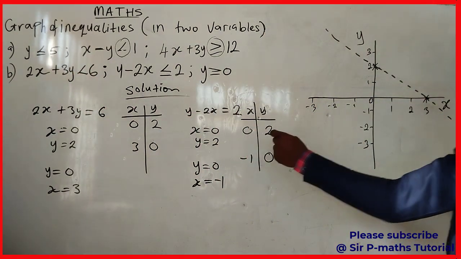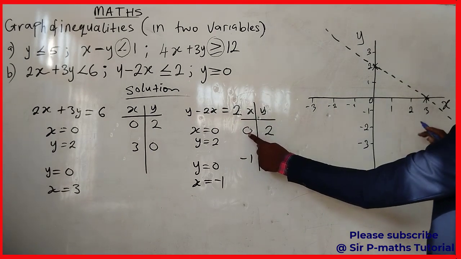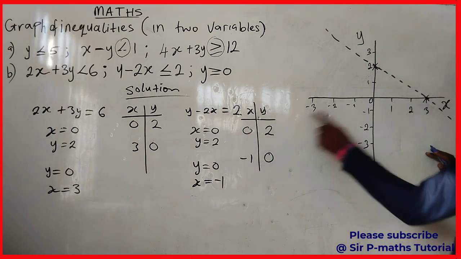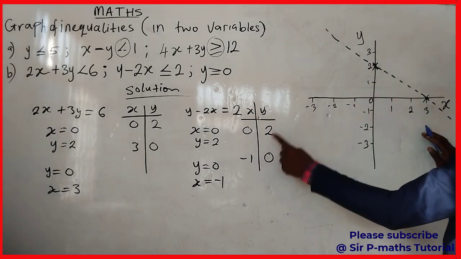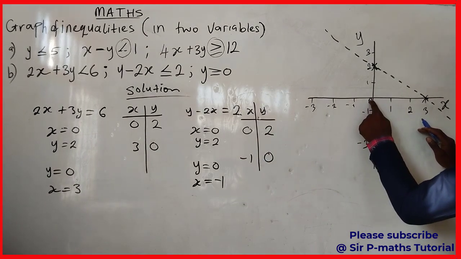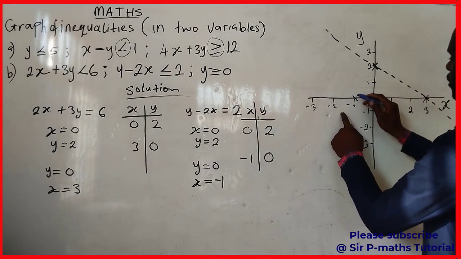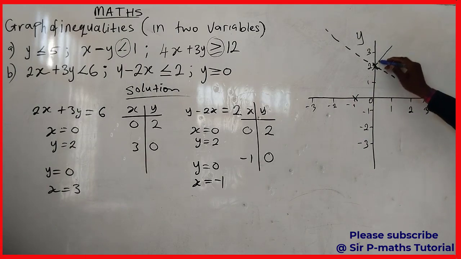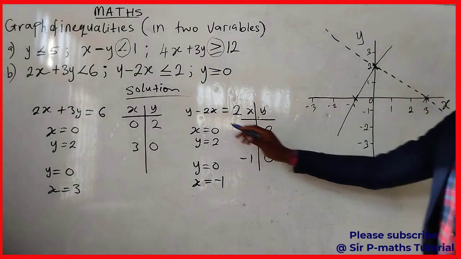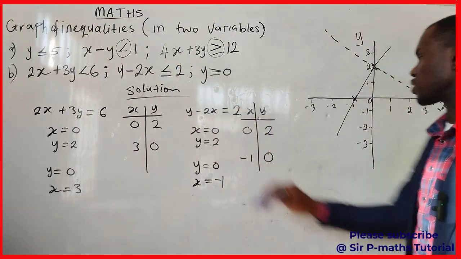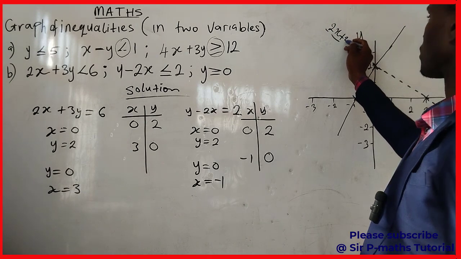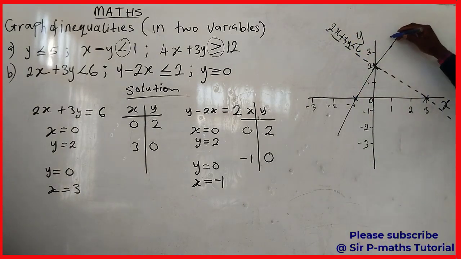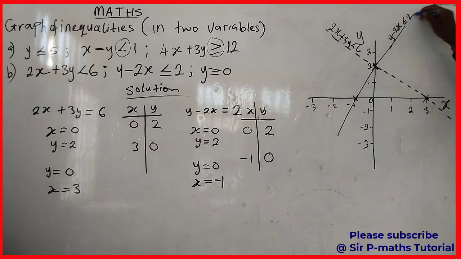For the second one, I have 0 for x and 2 for y, at the same point. And when I have 0 for y, I have negative 1 for x at this point. I will use a thick continuous line because I have less than or equal to. Alright, don't forget here is 2x plus 3y less than 6. And this is y minus 2x less than or equal to 2.